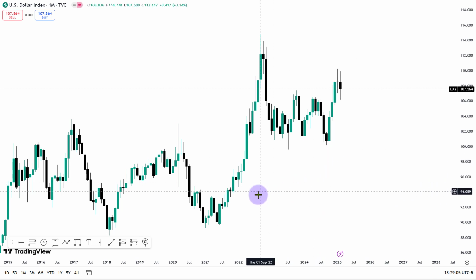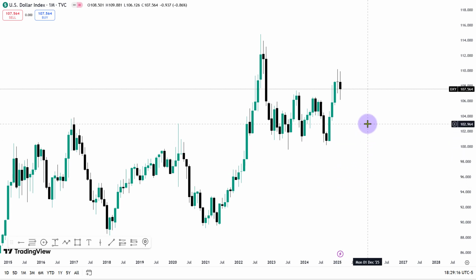If the dollar is bullish, it means foreign currencies are going to go bearish. If the dollar is bearish, it simply means that foreign currencies are going to start buying. Currencies like the EURUSD, the GBPUSD, the NZDUSD, AUDUSD, they are inversely correlated with the dollar. They have an opposite relationship.